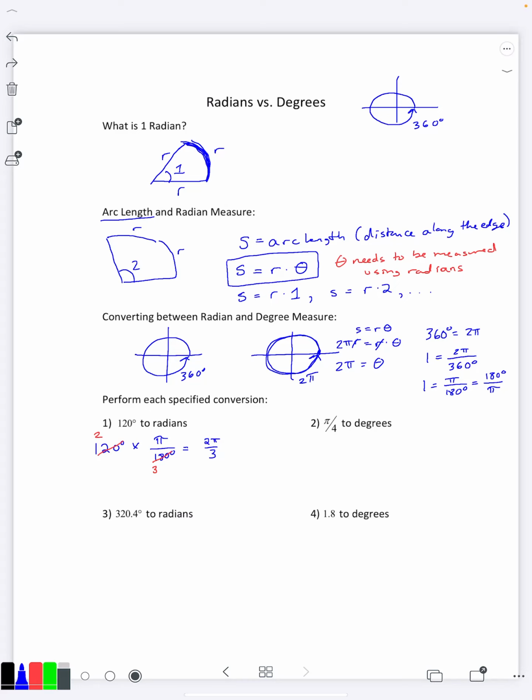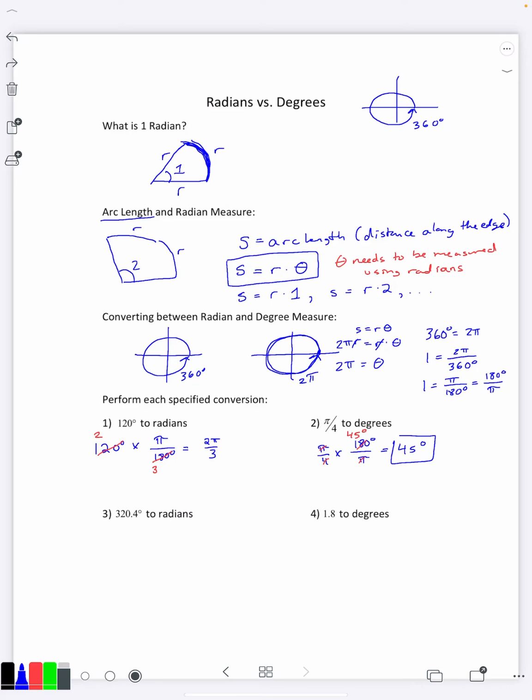Going the other direction, our second conversion says I have pi over 4 radians, and I want to convert that to degrees. This time I'm going to multiply by the fraction that has the degrees on top, because that's what I'm looking for. And then we can go ahead and cancel out the pi's here. And 4 goes into 180 45 times. And so pi over 4 is the same as 45 degrees.